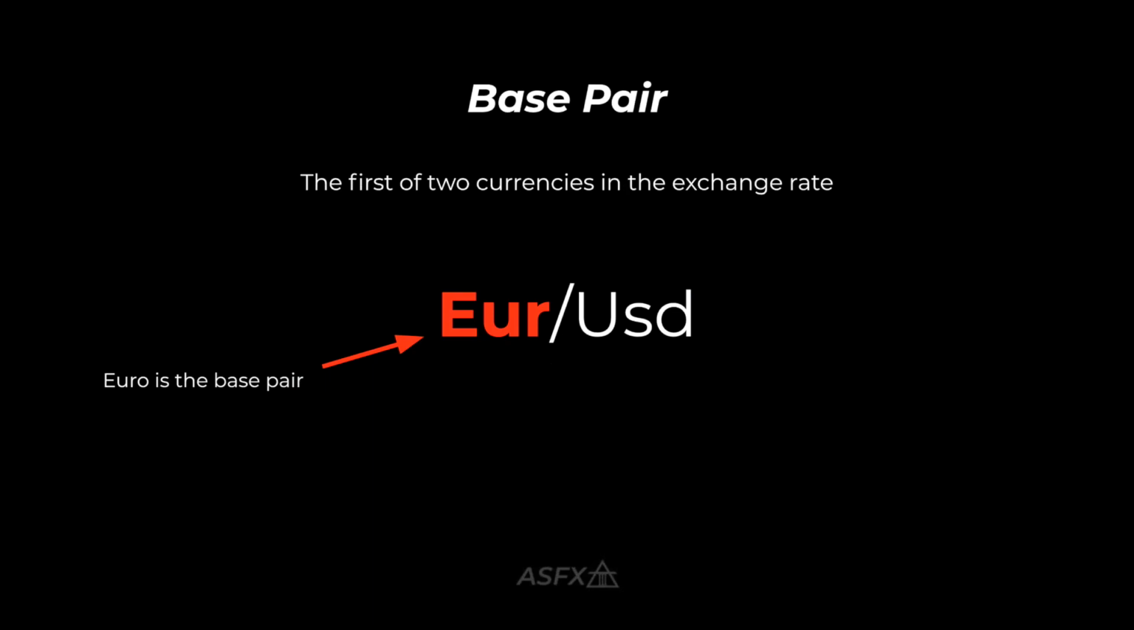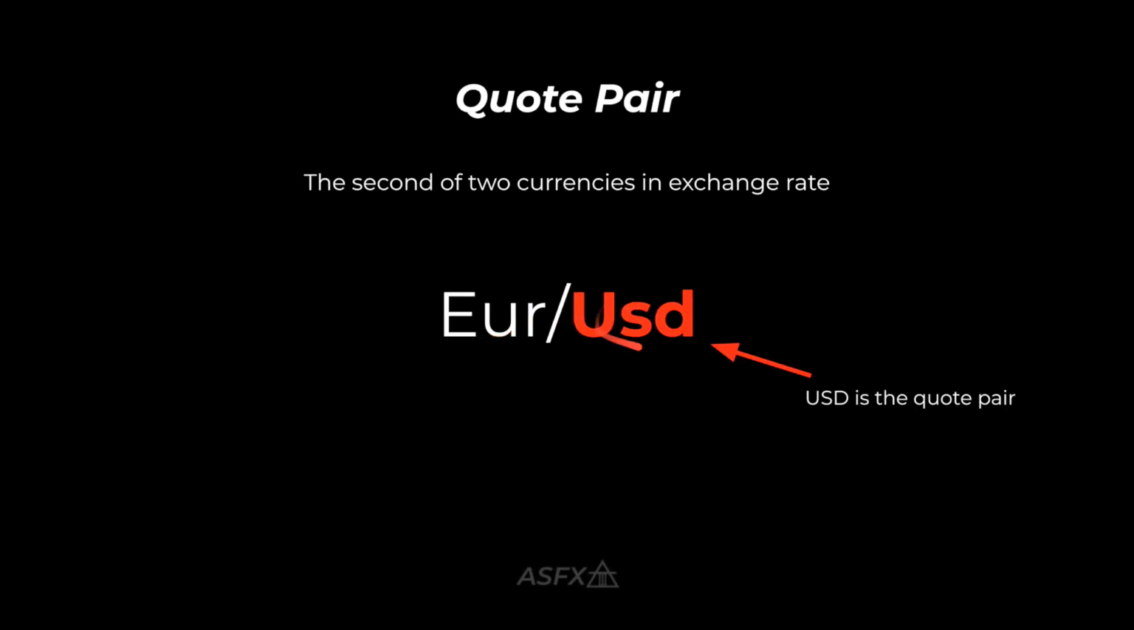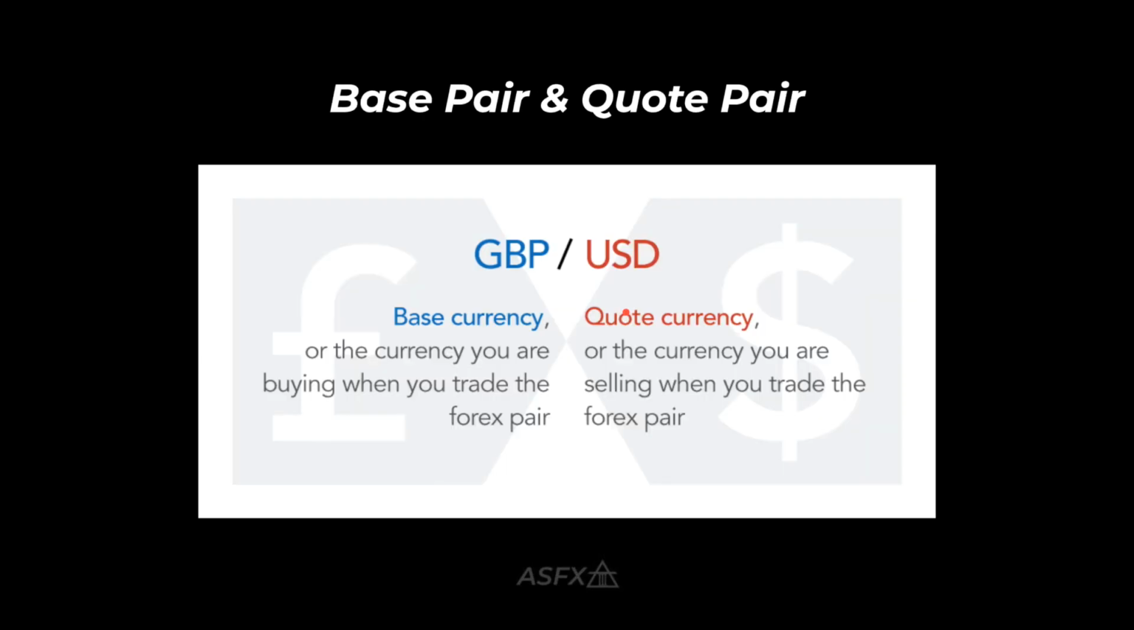When we talk about currency pairs, there's two currencies in the exchange rate that we're trading. The first is your base currency. So in this example, the euro is our base currency. In the second example here, we have the quote currency, the second currency in your currency quote. Put them both together and you have your base and quote pair. The base currency is the currency you're buying when you trade a Forex pair.